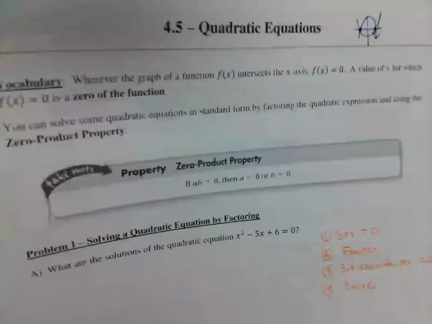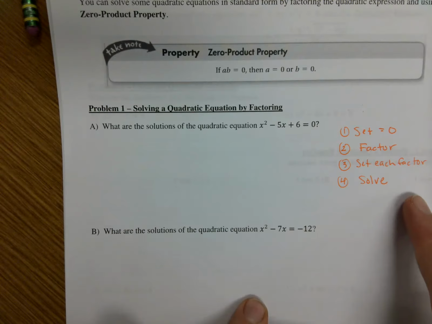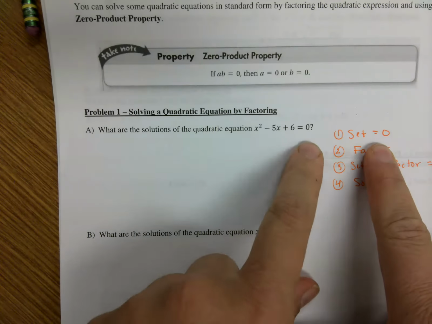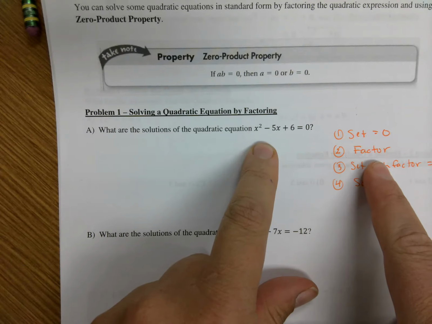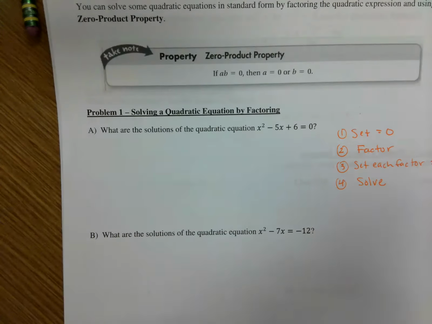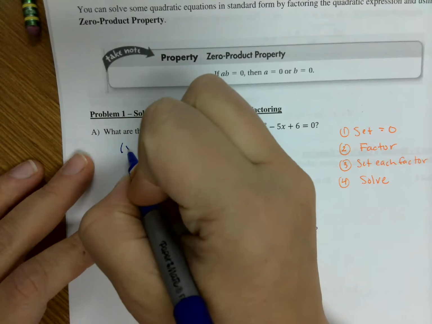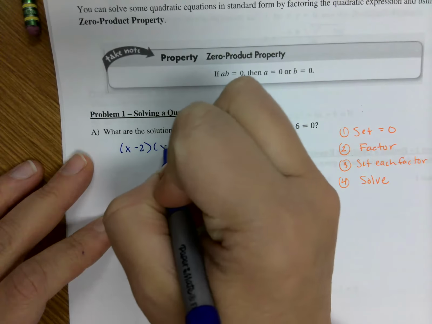When you are solving this, first thing you want to do, you might want to jot this down right here, is set it equal to 0. This one's already set equal to 0, so that's going to be easier. And then I want to factor. So I have to think about the numbers that multiply to get positive 6, that add to get negative 5. That'll be x minus 2, x minus 3.